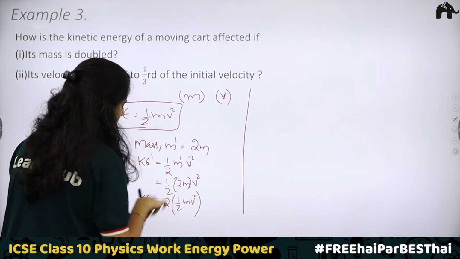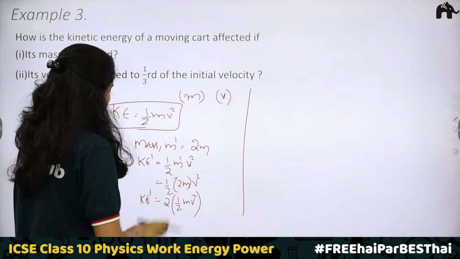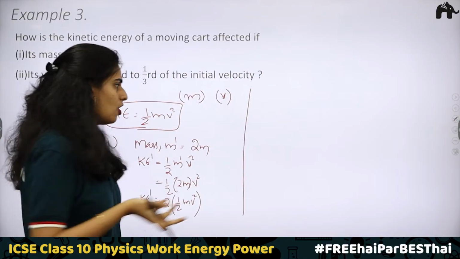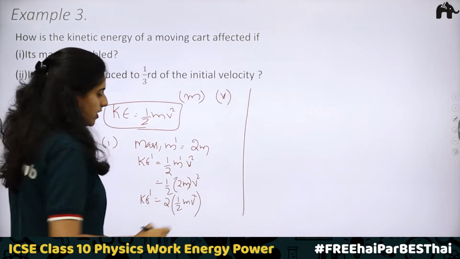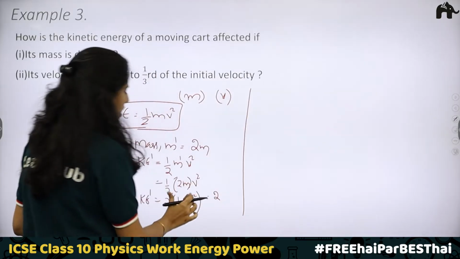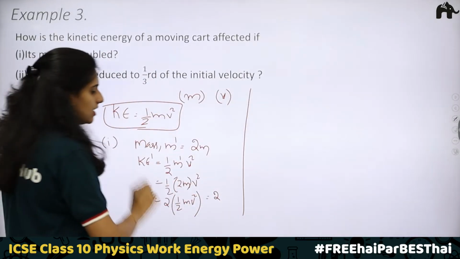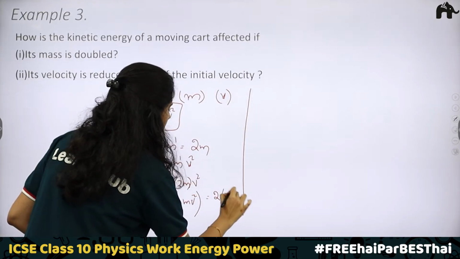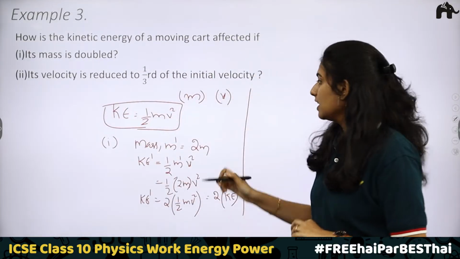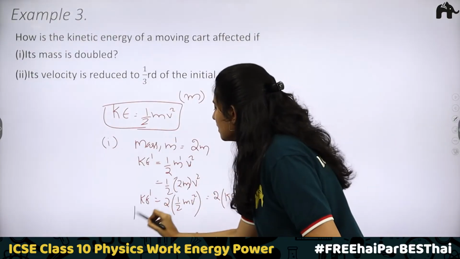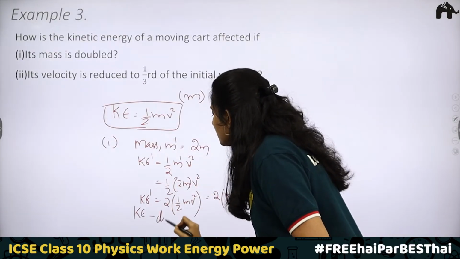So the new kinetic energy Ke dash is equal to, either you can represent it as Ke or K. Okay, Ke dash is equal to 2 into half mv square, which is the original kinetic energy K. Okay, so when mass is doubled, what happens to kinetic energy? Kinetic energy is also doubled.